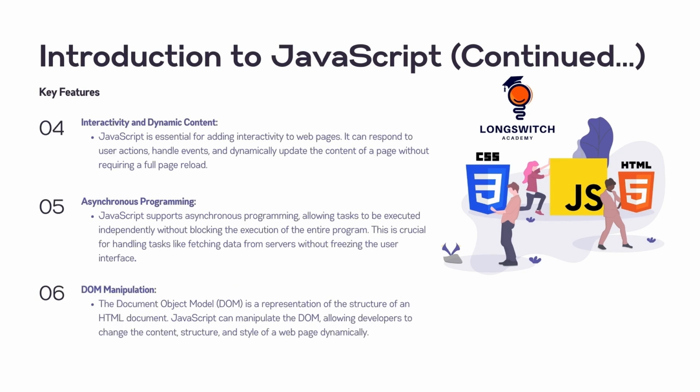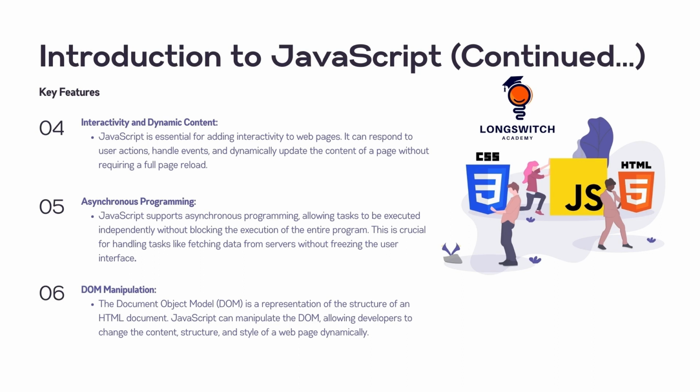The fourth key feature of JavaScript is its support for interactivity and dynamic content. JavaScript is synonymous with interactivity, allowing developers to respond to user actions and events seamlessly. With the ability to dynamically update content on web pages, JavaScript eliminates the need for static, one-dimensional websites. This feature is integral to creating modern, user-centric interfaces that adapt to user input in real time. Moving on to the next key feature of JavaScript, and that is asynchronous programming.